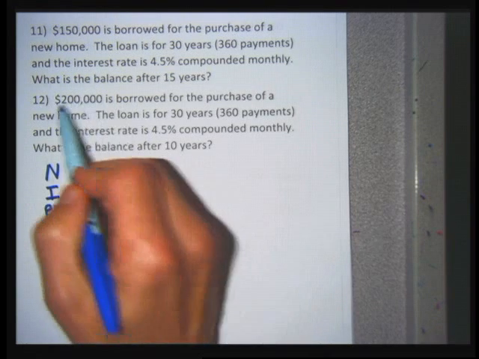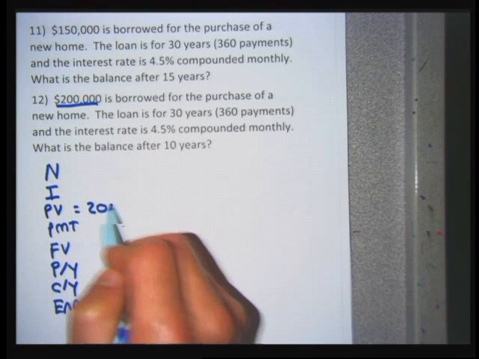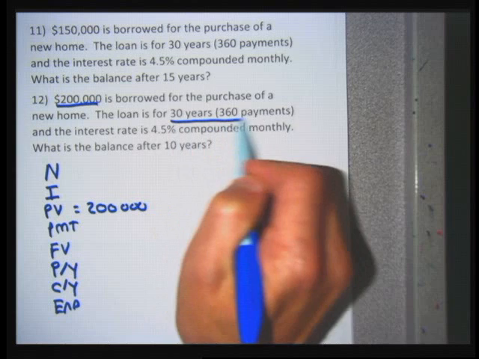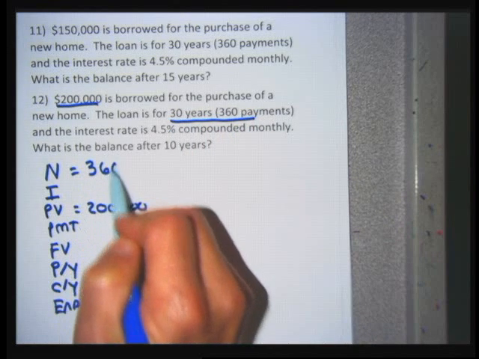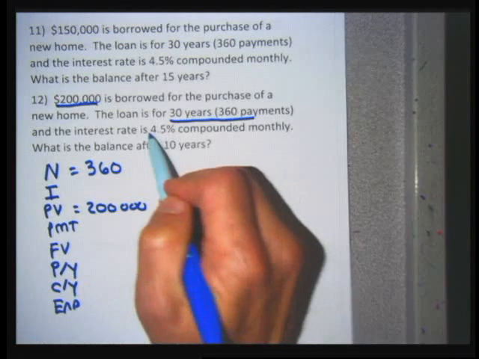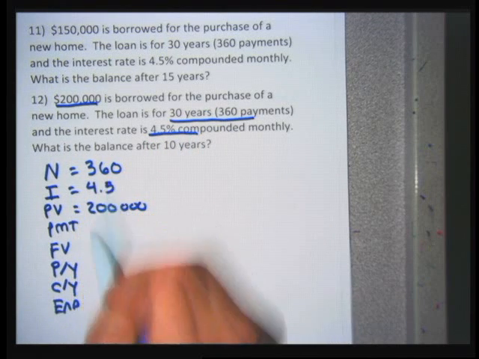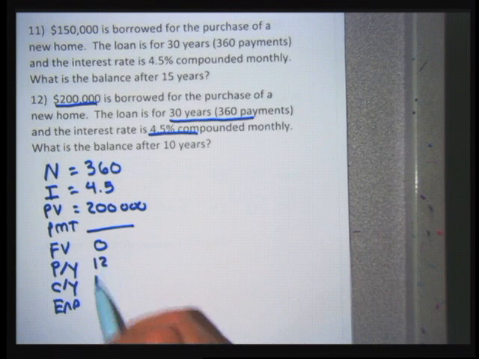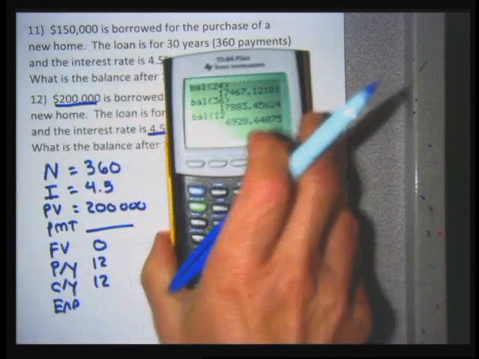So for my problem, the first number I see is $200,000. That's the loan amount. The next numbers I see are 30 years, which is 360 months. I plug 360 in for the number of payments. I see 4.5 for the interest rate. I'm going to solve for the payment. The future value is going to be 0, and I'm making 12 payments per year. So this is going to get the payment loaded up in my calculator.